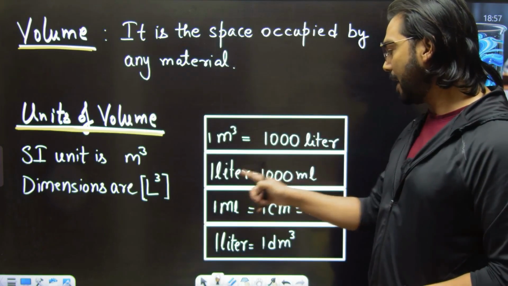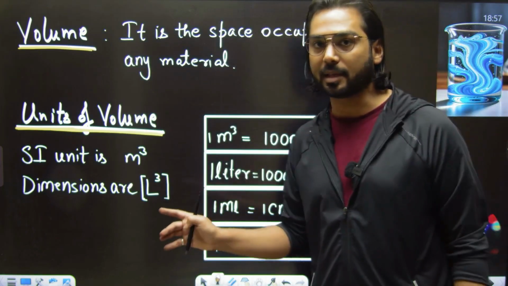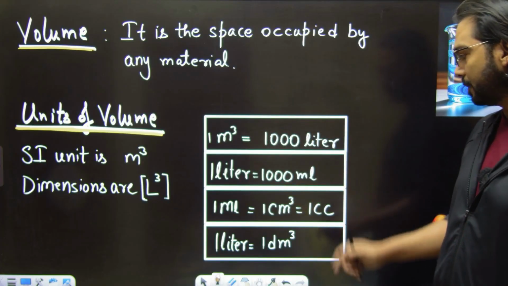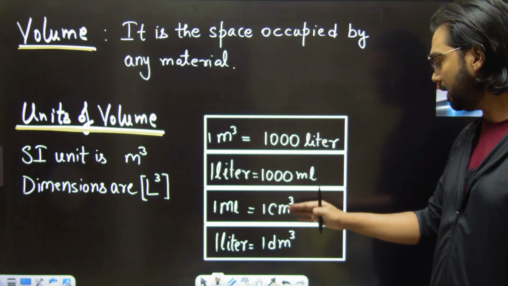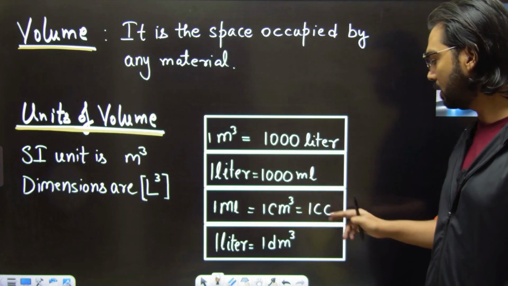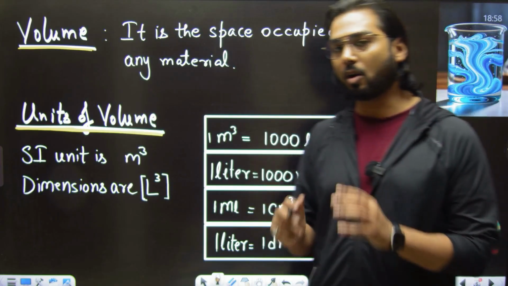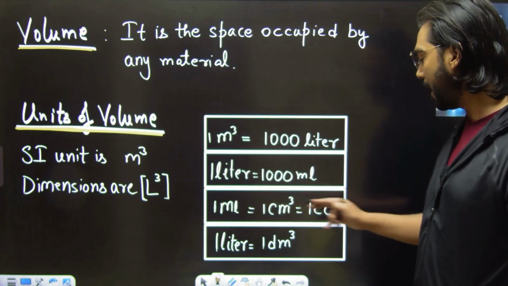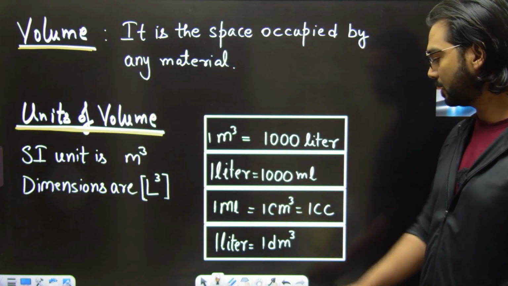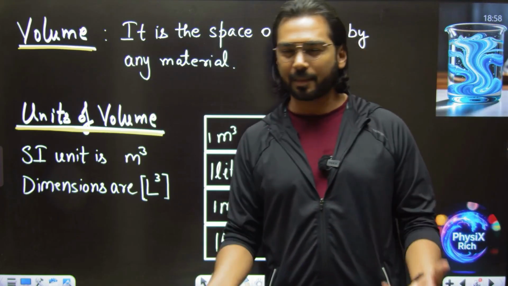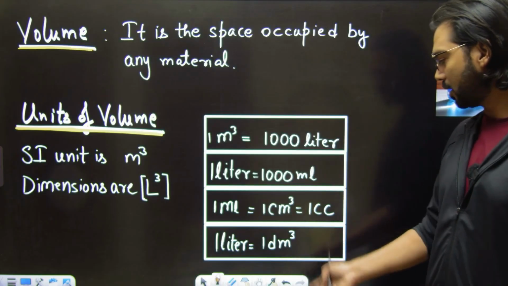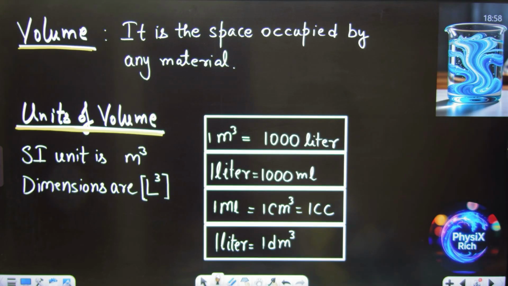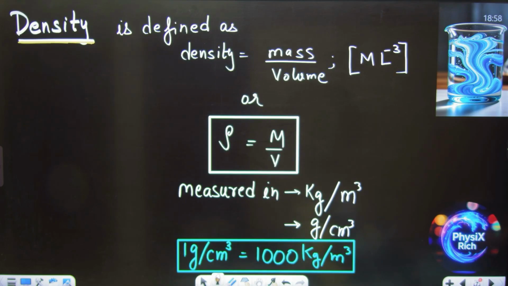So a liter has 1,000 ml. You have to remember this, guys. A liter has 1,000 ml and a meter cube has 1,000 liters. ml, cc, and centimeter cube, they are all the same things. Okay, they are all the same things. 1 ml, 1 cc, 1 centimeter cube, they are basically practically the same things. And certain times you will find a unit called a decimeter cube, and a decimeter cube is also the same thing as a liter. All right. So you have to remember all these things.